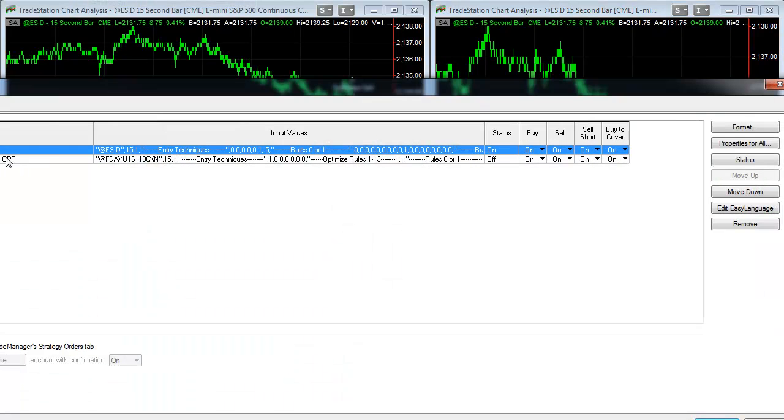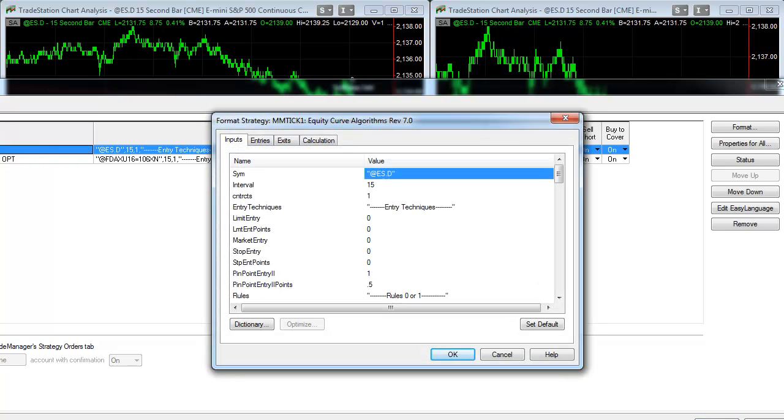And taking a look at the Tick 1 equity curve algorithm revision 7.0, what we're doing here is we use the Pinpoint Entry 2. You see the entry techniques? There are 4 different entry techniques: the limit entry, the market entry, the stop entry, and the pinpoint entry.